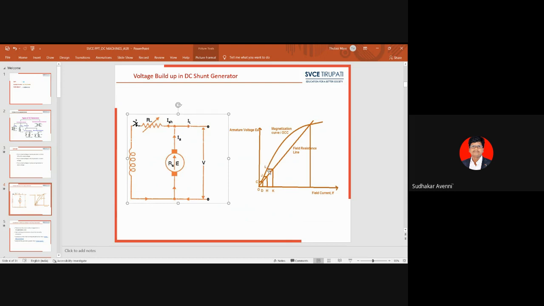Then again this increased generated voltage drives current through the shunt field winding. Then automatically the current flowing through the field winding increases from DH to HK. This process is cumulative. The generator will build up rated voltage across its armature terminals. When it reaches rated voltage, the shunt field flux increase stops because of saturation in the shunt field poles. Then automatically the generated voltage becomes constant. So this is the process that takes place in voltage build up in a DC shunt generator.